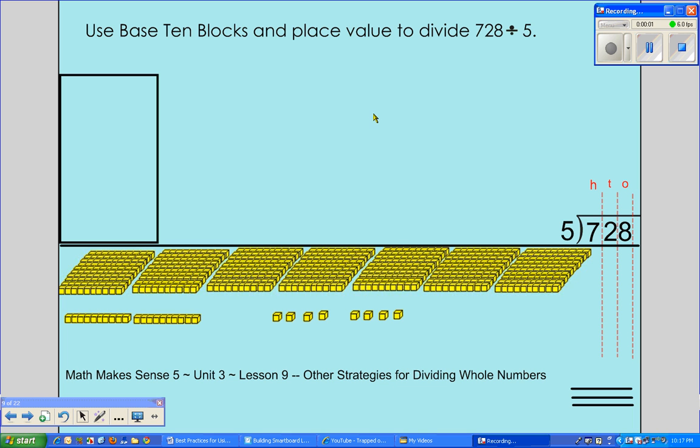Hello. Today we're working on Math Makes Sense, Grade 5, Unit 3, Lesson 9, Other Strategies for Dividing Whole Numbers. And the problem specifically that we're dealing with is we want to use base 10 blocks and place value to divide 728 by 5.